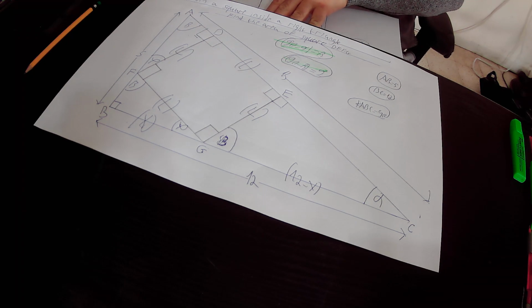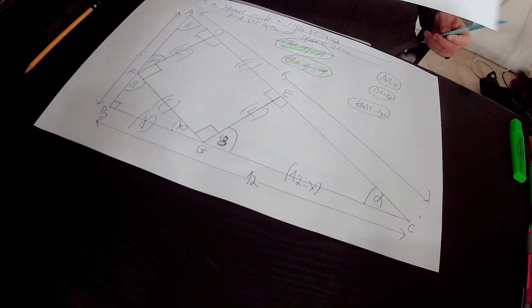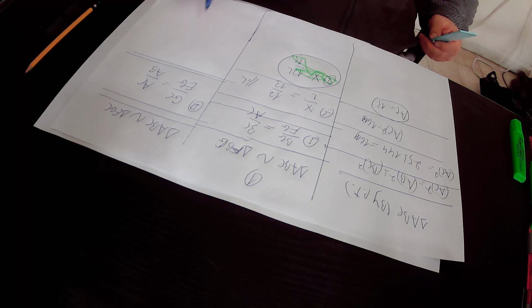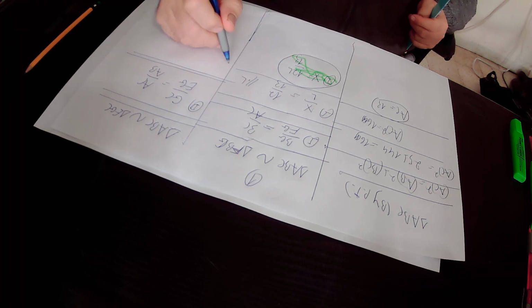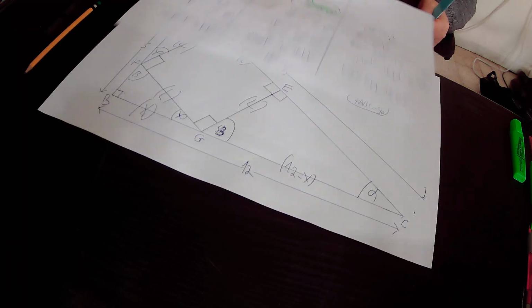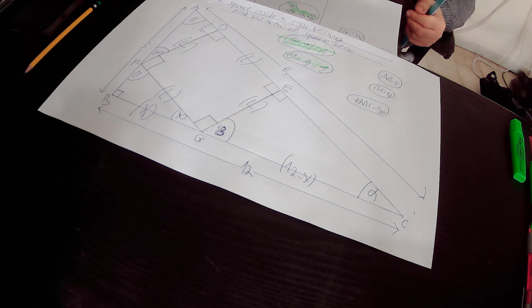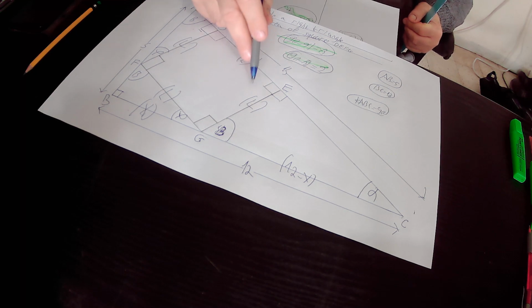Repeat again, this is equation 2: GC over EG equals AC over AB. GC is 12 minus X over EG. EG is L.